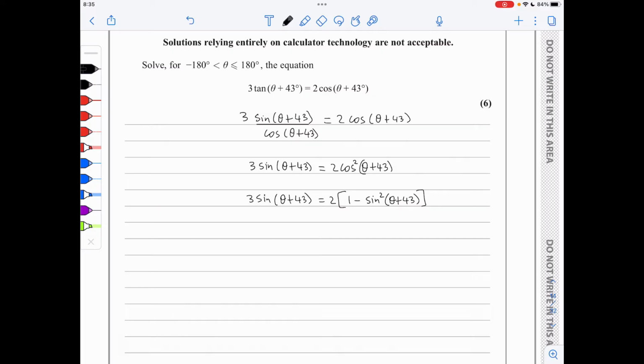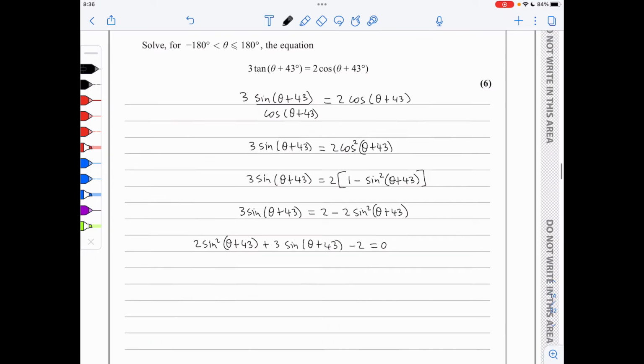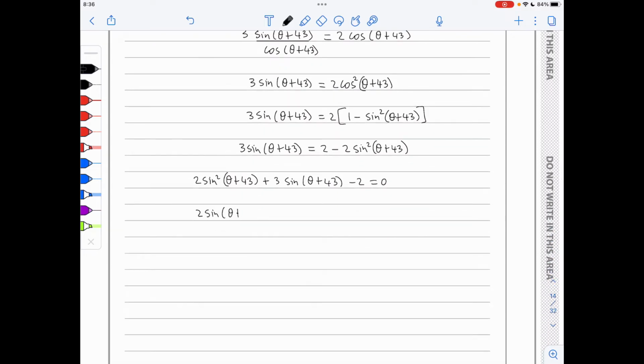So I'm trying to get a quadratic in sine here. So 3 sine(theta + 43) is equal to 2 minus 2 sine squared(theta + 43). Collecting everything on the left hand side is 2 sine squared(theta + 43) plus 3 sine(theta + 43) minus 2 is equal to 0. Now this factorizes into (2 sine(theta + 43) minus 1) and (sine(theta + 43) plus 2), which means that either 2 sine(theta + 43) is equal to 1, or sine(theta + 43) is equal to negative 2.